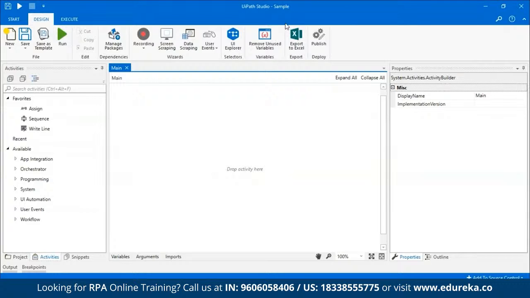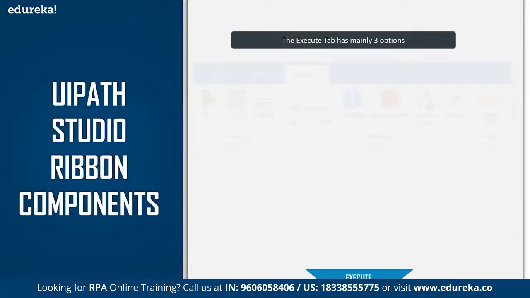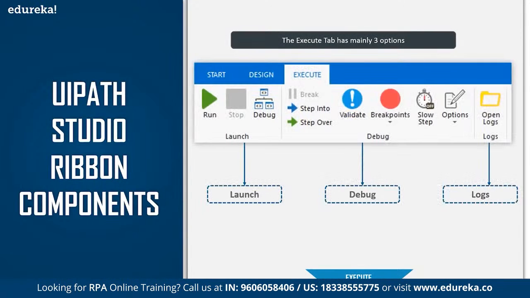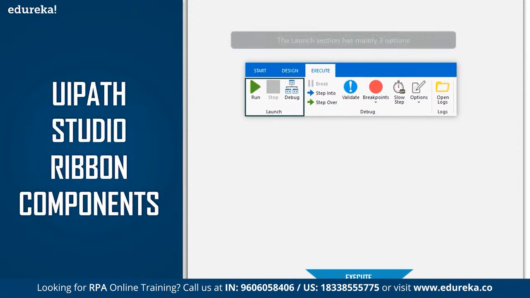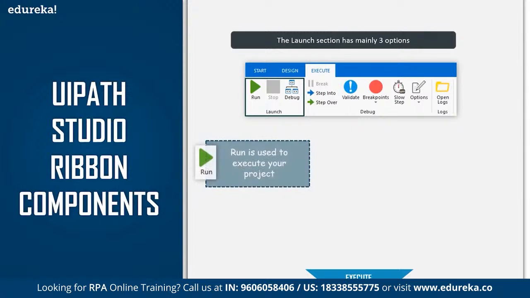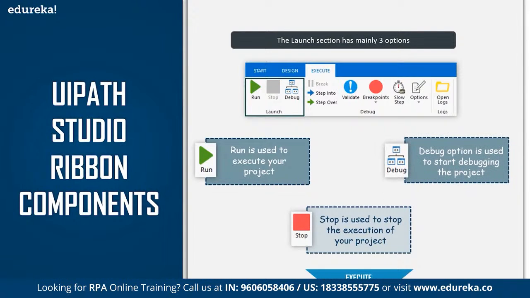Now let's talk about the third tab of the ribbon pane, that is the execute tab. The execute tab has mainly three options: the launch option, the debug option, and the logs option. Talking about the launch option first, the launch option again has three options: run, stop, and debug. The run option is basically used to execute your project. The stop option is used to stop the execution of your project, and the debug option is used to start debugging the project.